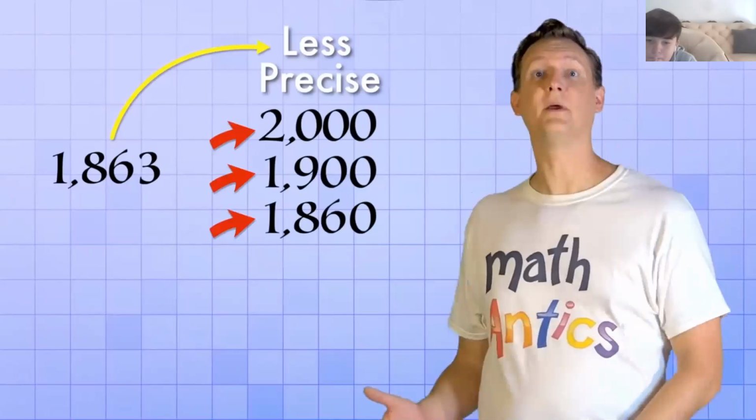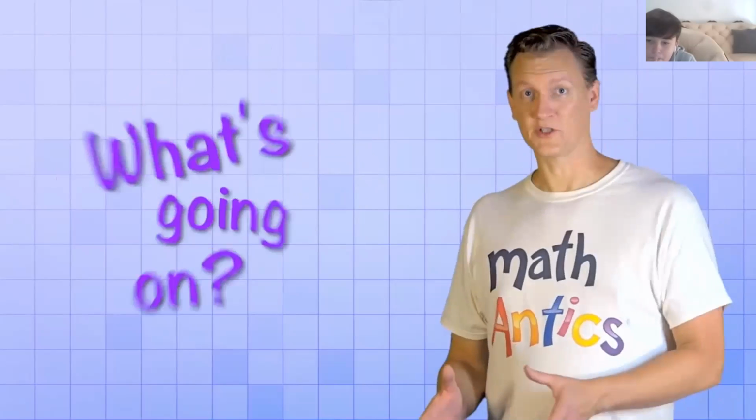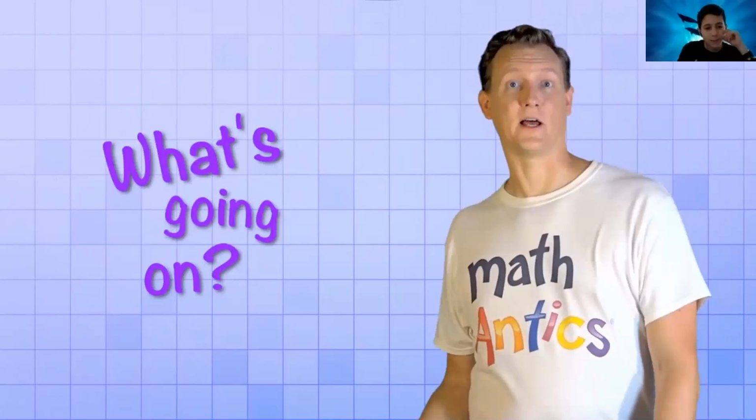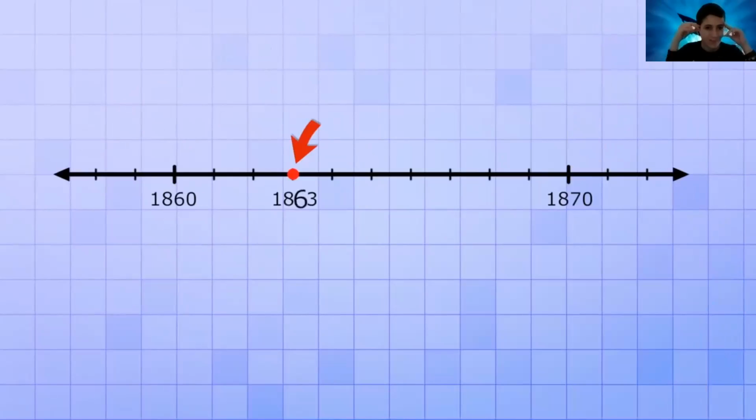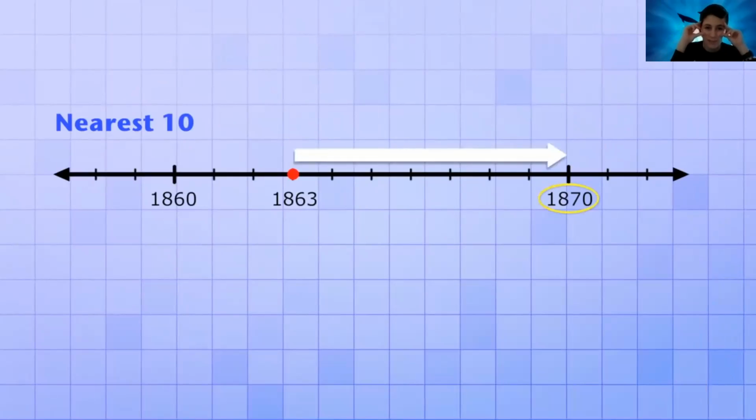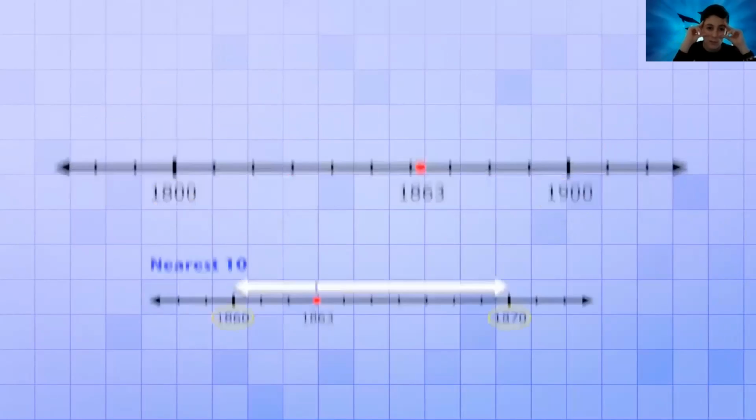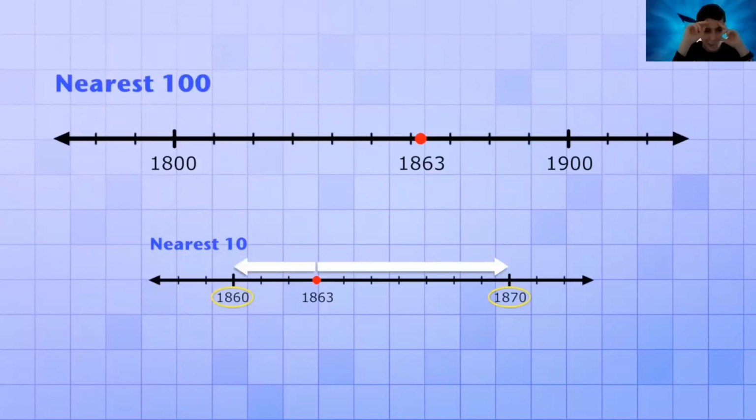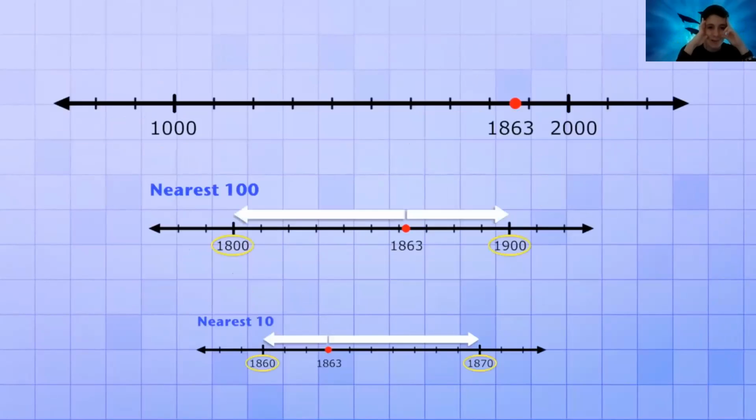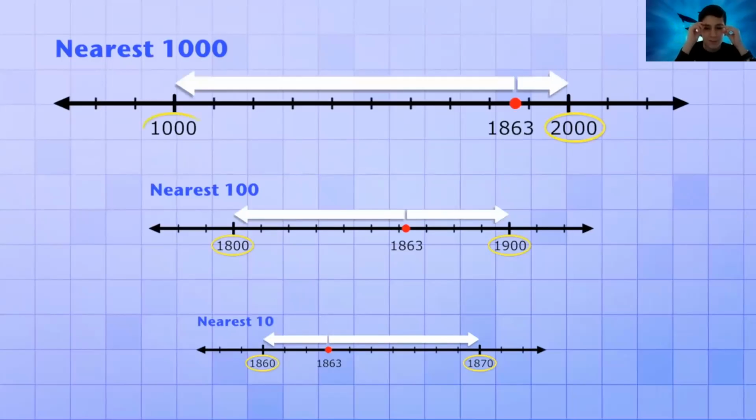And as you can see, there's usually multiple ways to round a number depending on the level of precision that you need. A really good way to understand what's going on when you round a number is to look at a number line. Here's 1,863. If we want to round it to the nearest 10, we need to decide if it goes up to 1,870 or down to 1,860. But if we want to round it to the nearest 100, we need to decide if it goes up to 1,900 or down to 1,800. And if we want to round it to the nearest 1,000, we need to decide if it goes up to 2,000 or down to 1,000.